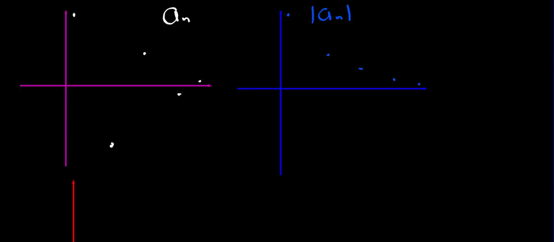Now, one of the observations we can make at this point is that A sub n is less than or equal to the absolute value. Every term of this A sub n is going to be less than or equal to the absolute value of that term. That's pretty easy to see that would be the case.